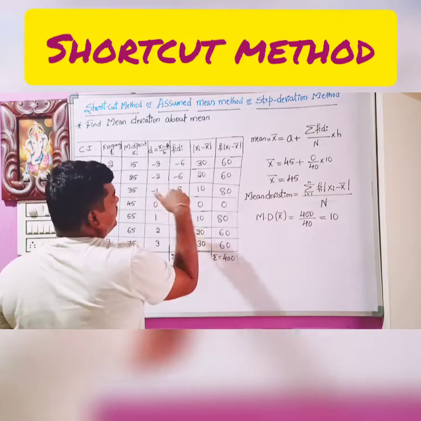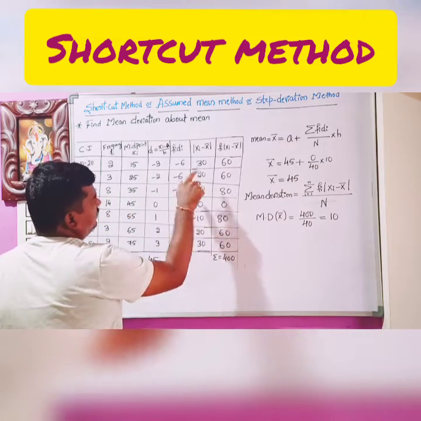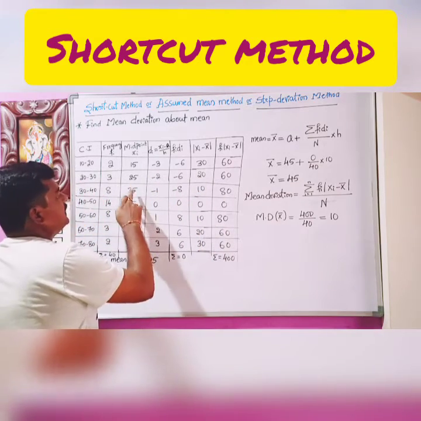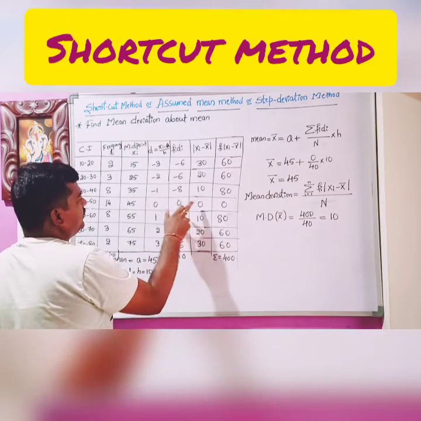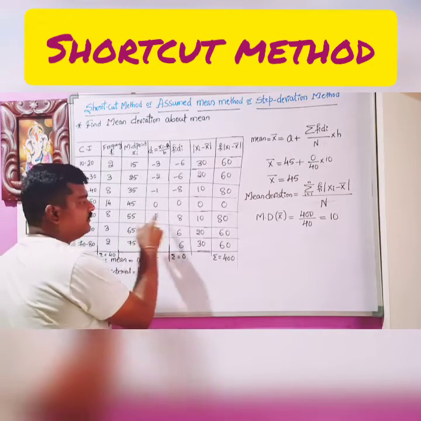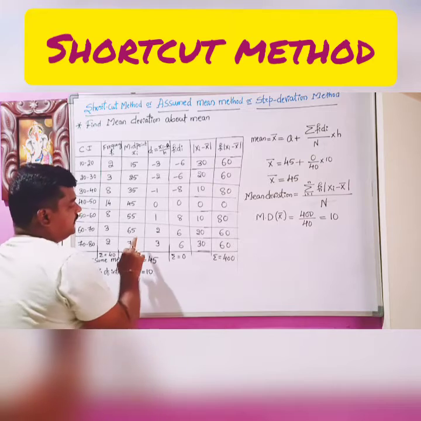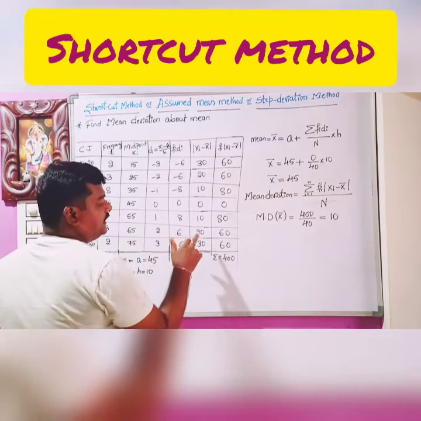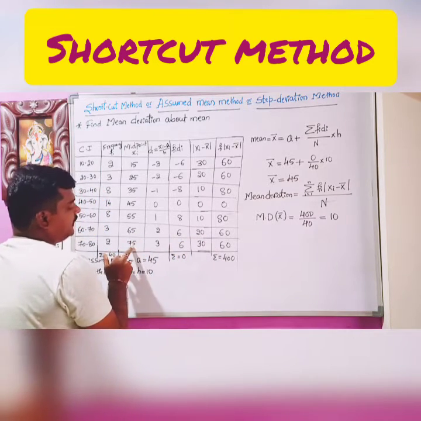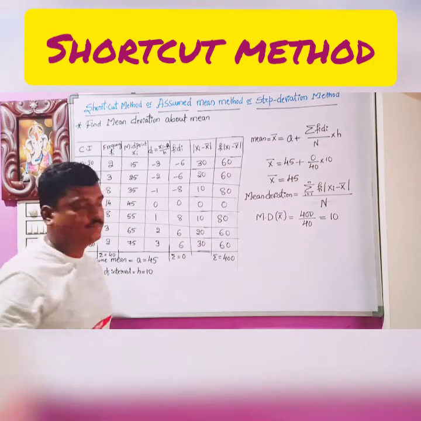Yes, 25 minus 45, 20. Yes, the difference is 20, like that. 35 and 45 difference 10, 45 and 45 is 0, 55 and 45 difference is 10, 65 and 45 difference is 20, 75 and 45 difference is 30.